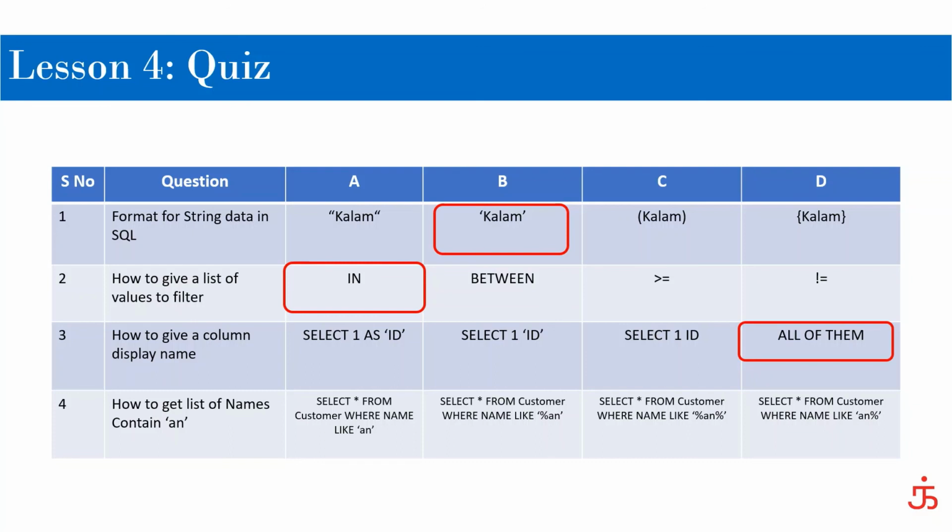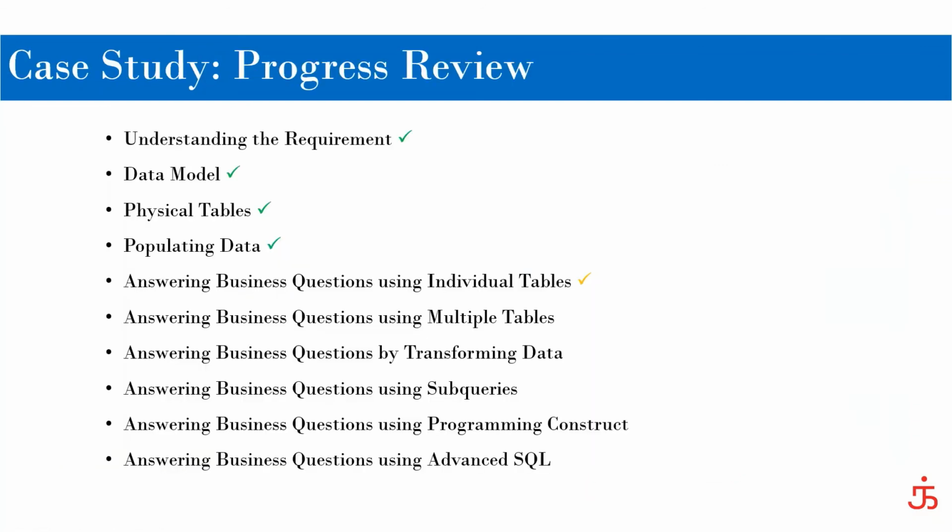And then how to get a list of names that contain an. The first option is more of an exact match. Even though we have given LIKE, we have not given any wildcard character, so it only does an exact match. So this is not the right answer. The next, select star from with percentage an, will check for ends with an, but the question is contain an. The other one is starts with an, so this also is not the right answer. The right answer is C, because it contains an anywhere; if it does, it shows the output.